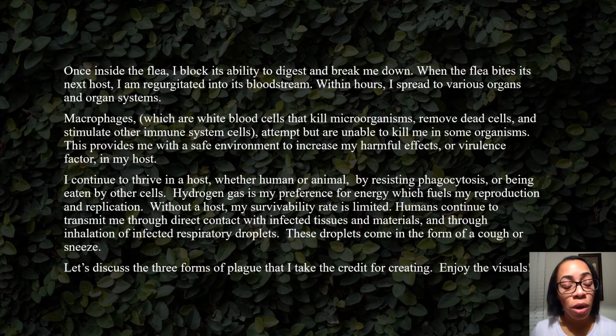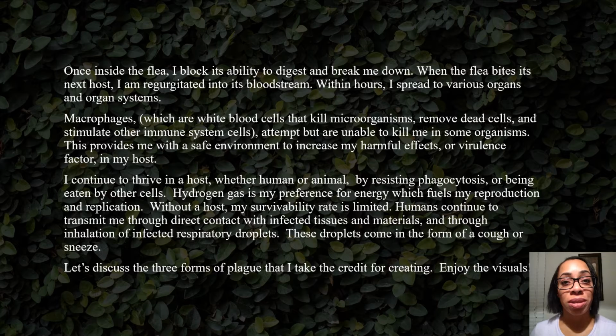I continue to thrive in a host, whether human or animal, by resisting phagocytosis or being eaten by other cells. Hydrogen gas is my preference for energy, which fuels my reproduction and replication. Without a host, my survivability rate is limited. Humans continue to transmit me through direct contact with infected tissues and materials and through inhalation of infected respiratory droplets. These droplets come in the form of a cough or a sneeze. Let's discuss the three forms of plague that I take the credit for creating.